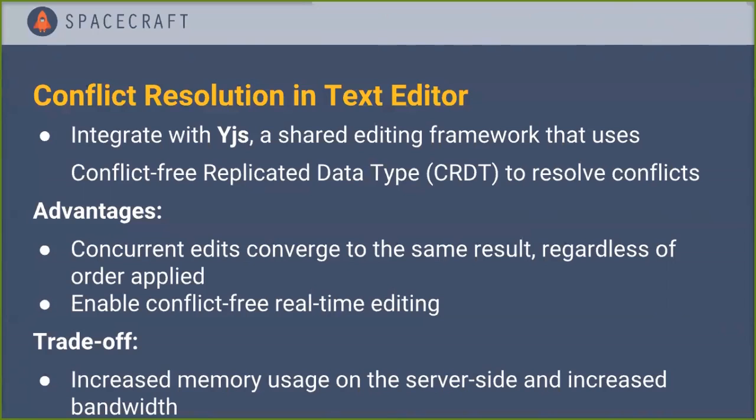And the advantage of using YJS is that concurrent edits converge to the same result, regardless of the order applied. So all of the collaborating users are going to have the same display. And this enables conflict-free real-time editing. Now, the trade-off is increased memory usage on the server side and increased bandwidth at the end of the day, because we're having this logic handle these conflicts for us.